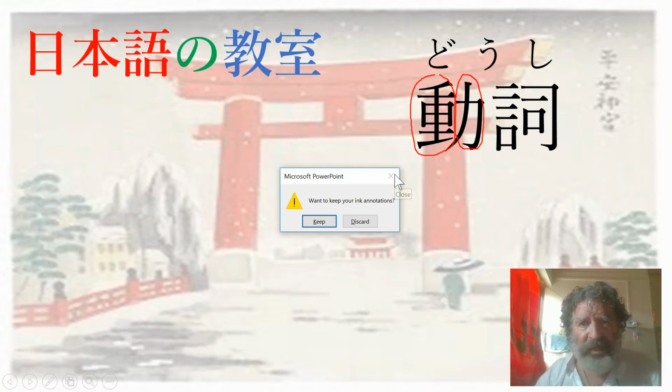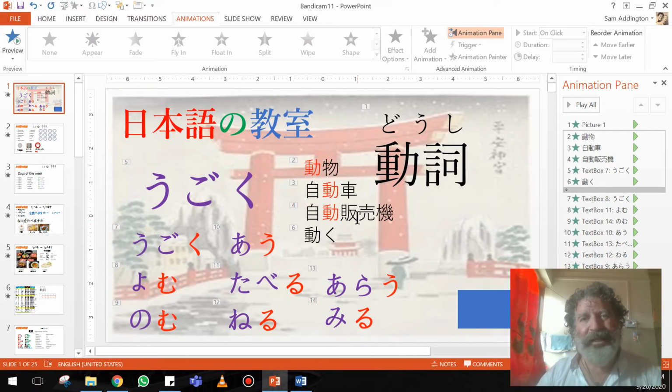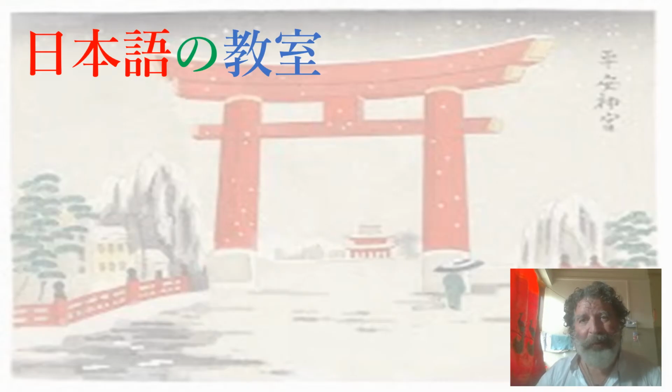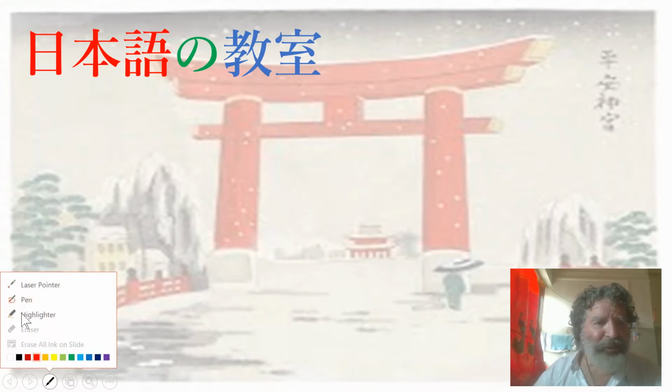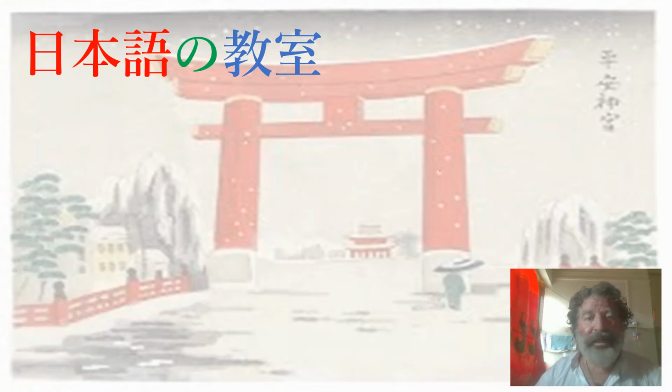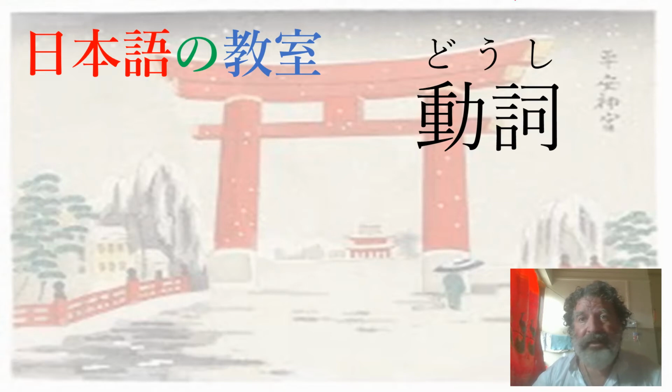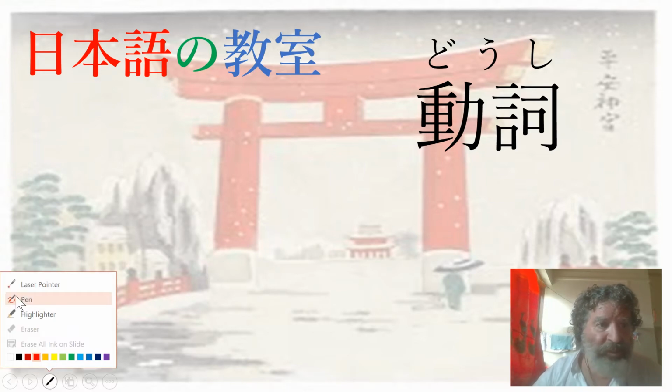I don't want to do either one. Oh, it doesn't give me the chance to go back. I hit the escape key too many times. ごめんね. ごめん. ちょっと technical problems あります. Okay, we'll discard the ink annotations. We'll go back. I wanted to use the pointer. ちょっと待って。はい。Pointer. Pen. I choose the pen.